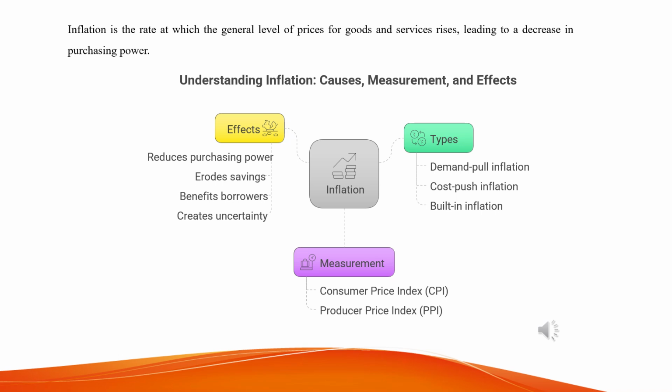Inflation can be measured in two ways: consumer price index and producer price index. Consumer price index is the average change in the prices of goods and services over time that the consumer pays for a basket of goods and services. And next one is producer price index.